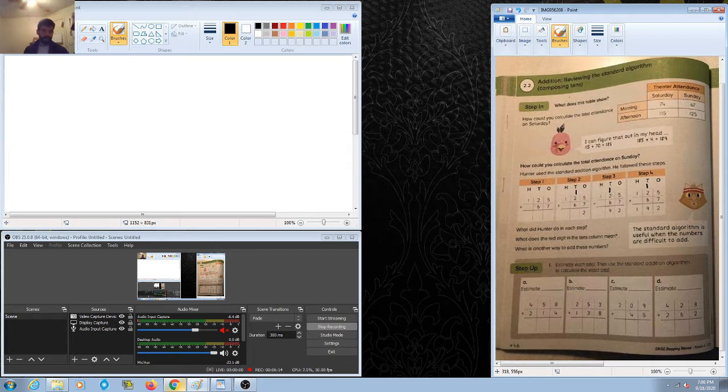And what is another way to add these numbers? Another way that you can add these numbers together is kind of what the turkey did. I don't know why the turkey doesn't have a name. But what you can do is make the numbers a little easier for you to add. So you can say, well, 125 plus 67. Well, I know that 125 plus 60 is a pretty easy sum to take. That would just be 185. And then I can add 7 to that, and I would get 192, just as Hunter did.